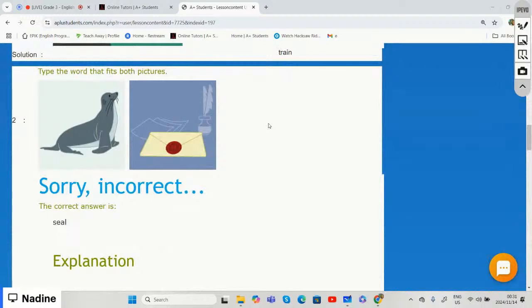All right. If we look at the next one, if you look at the first picture and you look at the second picture, what word fits both pictures?